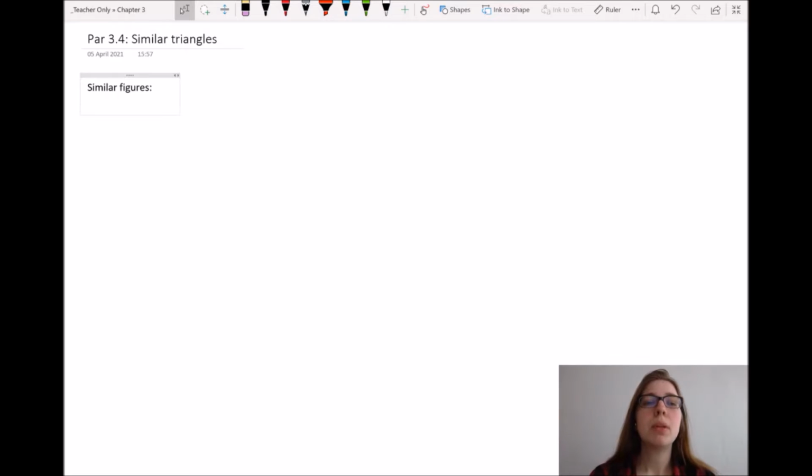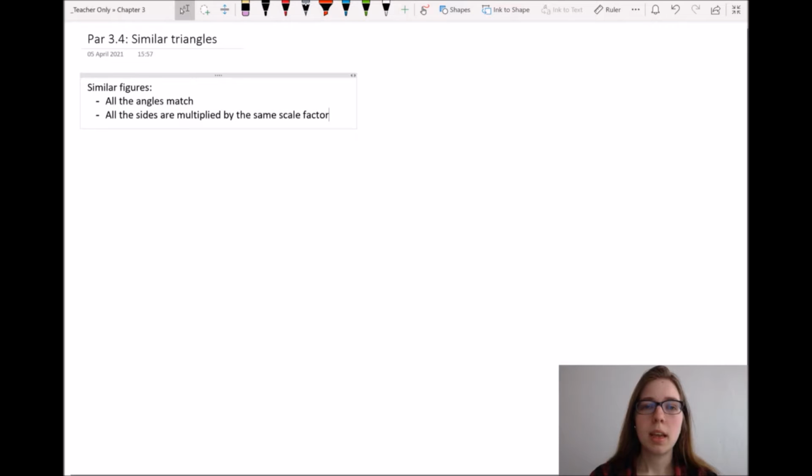And when we had similar figures, we had to check two things. We had to check that all the angles matched, and we had to check that all the sides are multiplied by the same scale factor. And if we didn't check both of these, we could find examples that made them not similar.